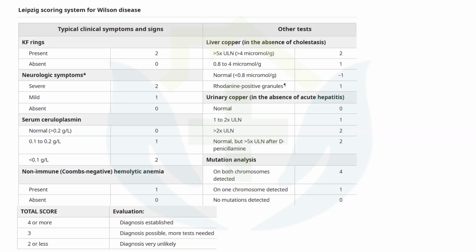They also score the copper deposition in the liver, urinary copper concentration, and the mutation analysis in the chromosome. Based on that, they have a scoring system. If the score is 4 or more, the diagnosis is established. If it is 3, the diagnosis is possible and they will need more testing, and 2 or less means the diagnosis is very unlikely. You don't need to know this scoring system in detail. Next slide.